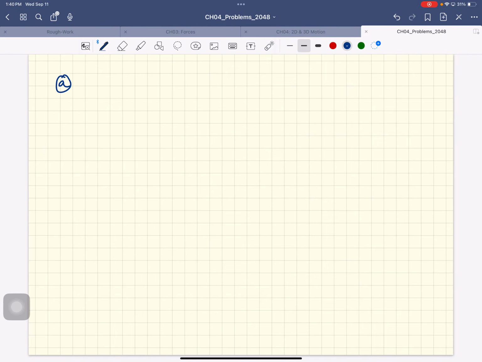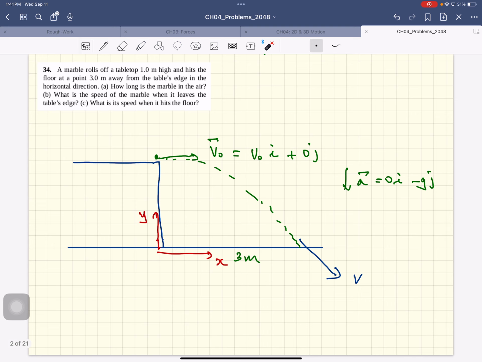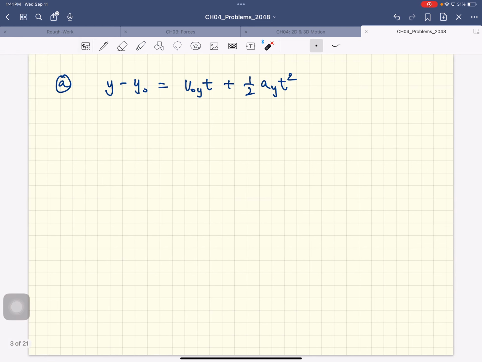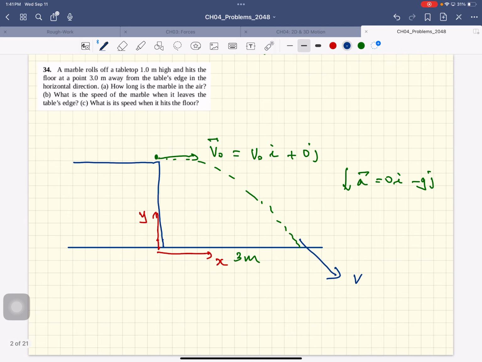For the time of flight, of course, you need an equation with time involved. So here's one equation. We'll use this because we know the final y location of the marble, we know the initial y location of the marble, and we know everything else. What is the final y location? 0 meters. The initial was 1 meter. The initial y component of the velocity was 0 because the marble comes off horizontally from the tabletop.